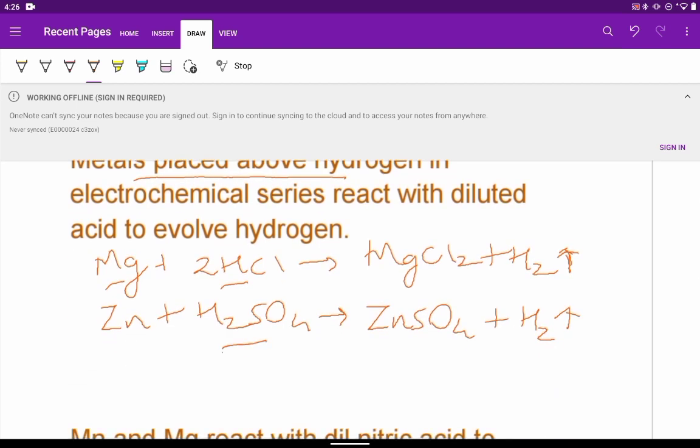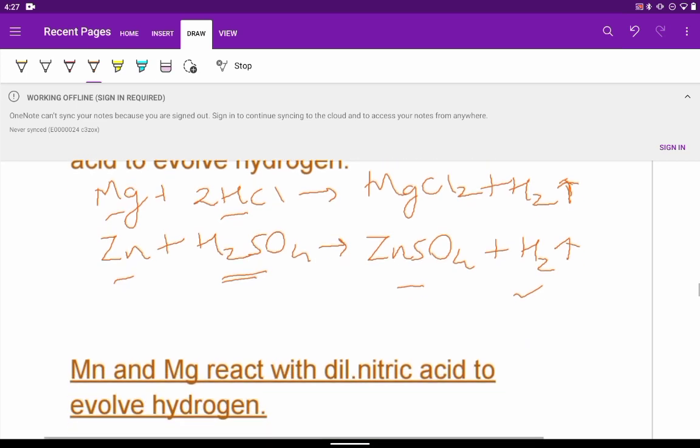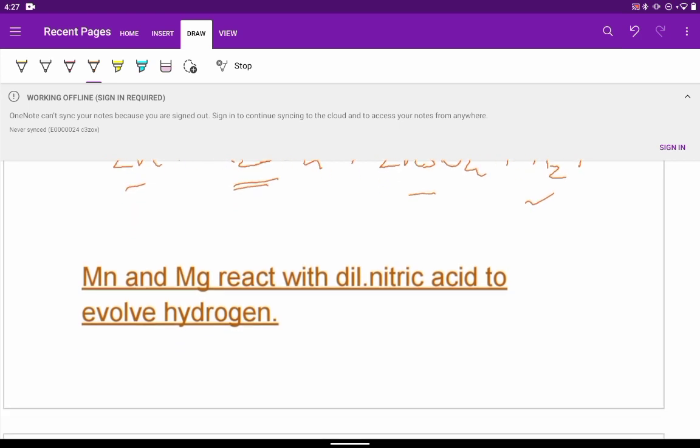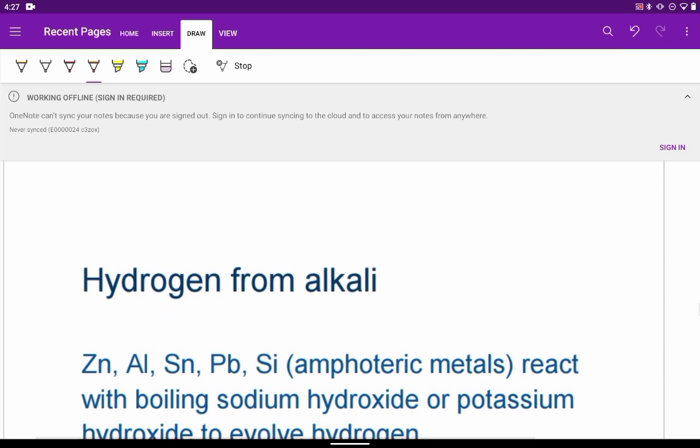If we take dilute H2SO4 and treat it with zinc, zinc will again displace hydrogen because it is placed above hydrogen in the electrochemical series. It will replace hydrogen, we get zinc sulfate, and hydrogen gas will be liberated again. So this is between the metals and dilute acid. Here also we find the liberation of hydrogen gas. Some elements like manganese and magnesium can react with dilute nitric acid for the evolution of hydrogen.